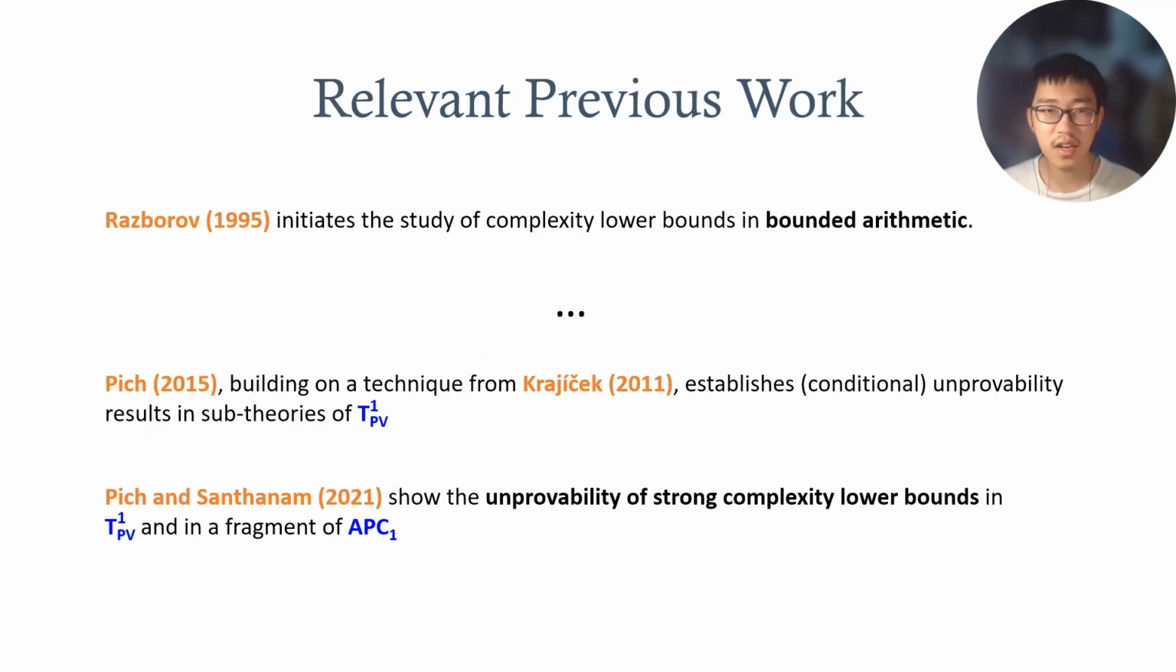Now we discuss previous work on unprovability of complexity lower bounds. Razborov initiates the study of complexity lower bounds in bounded arithmetic, and after several years of exploration, Pich, building on a technique from Krajíček, established conditional unprovability results in subtheories of T1PV. Later, Pich and Santhanam first show the unprovability of strong complexity lower bounds in T1PV and also in a fragment of APC1. Here, the fragment of APC1 is a weak fragment, which means that their unprovability is unlikely to generalize to APC1 directly.